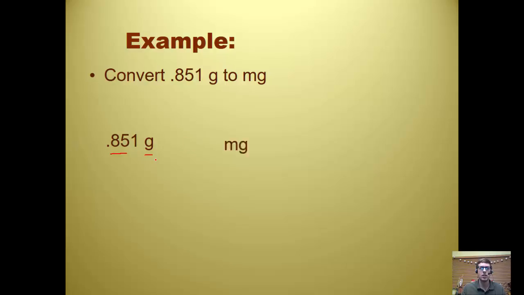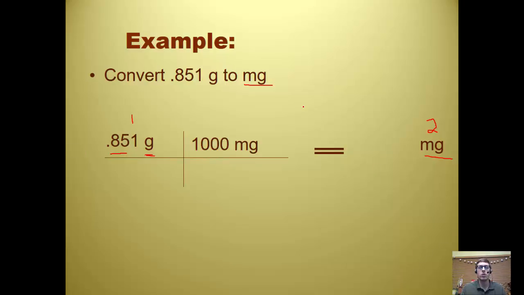So that means, because we want to go from grams to milligrams. Step 1, write down the unit. Step 2, write down the unit you're trying to get into, in this case, milligrams. Then we can draw this little T-chart here, which is going to help us set things up and organize things.